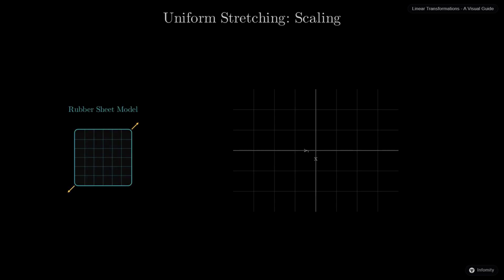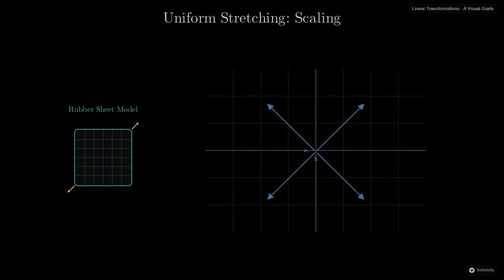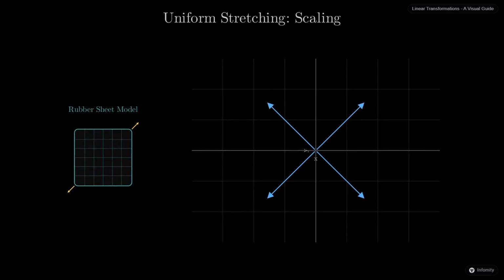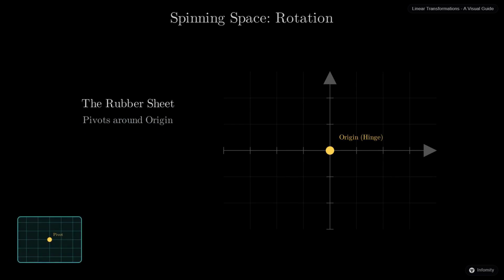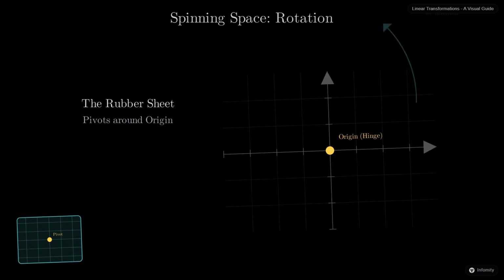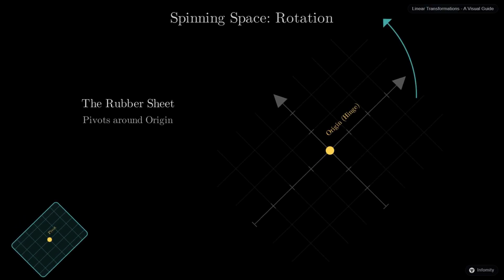Let's scale our grid. By stretching the rubber sheet uniformly outward from the center, every coordinate doubles. Notice that the origin stays perfectly pinned, and every grid line remains straight. This is linear scaling. What if we want to spin our canvas instead? We can rotate the entire rubber sheet. As we rotate it counterclockwise, the origin acts as a perfect hinge.